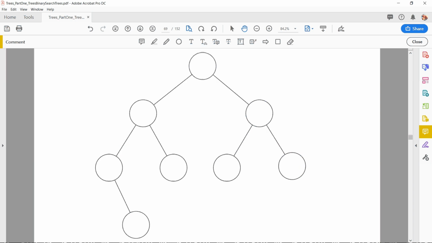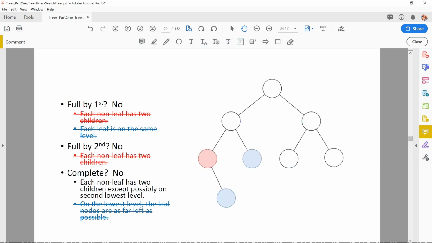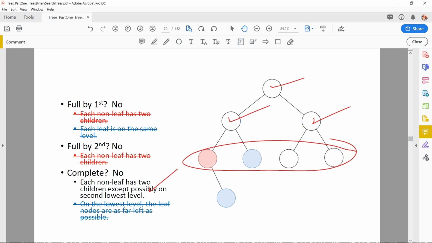Again, a small minor change makes this tree not complete. So it's not full for the same reasons. Here's a non-leaf with one child. Here are leaves on different levels. But now when we get to complete, again, we're ignoring that second to lowest level, checking for two children on all other non-leaves. We have that part. But on the lowest level, are those leaf nodes as far left as possible? Well, no. This one could go over here, could be more to the left, so it doesn't meet that. So this is neither full nor complete.